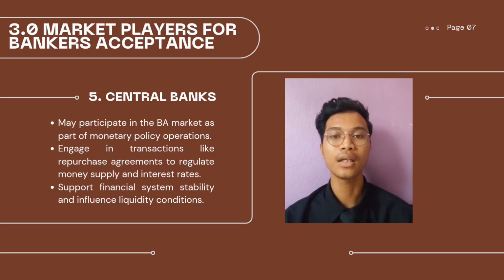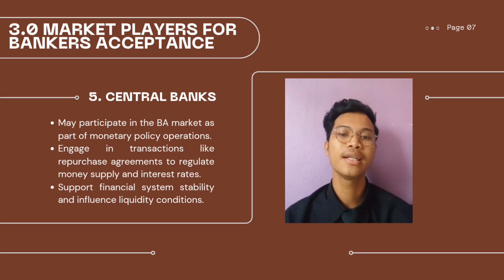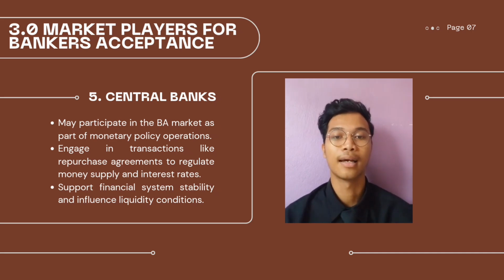Number 4, the secondary market. Dealers, financial institutions and brokers facilitate the buying and selling of BAs. They ensure liquidity in the market, enabling easy transactions for investors. And lastly, they maintain market stability and efficiency through active participation.